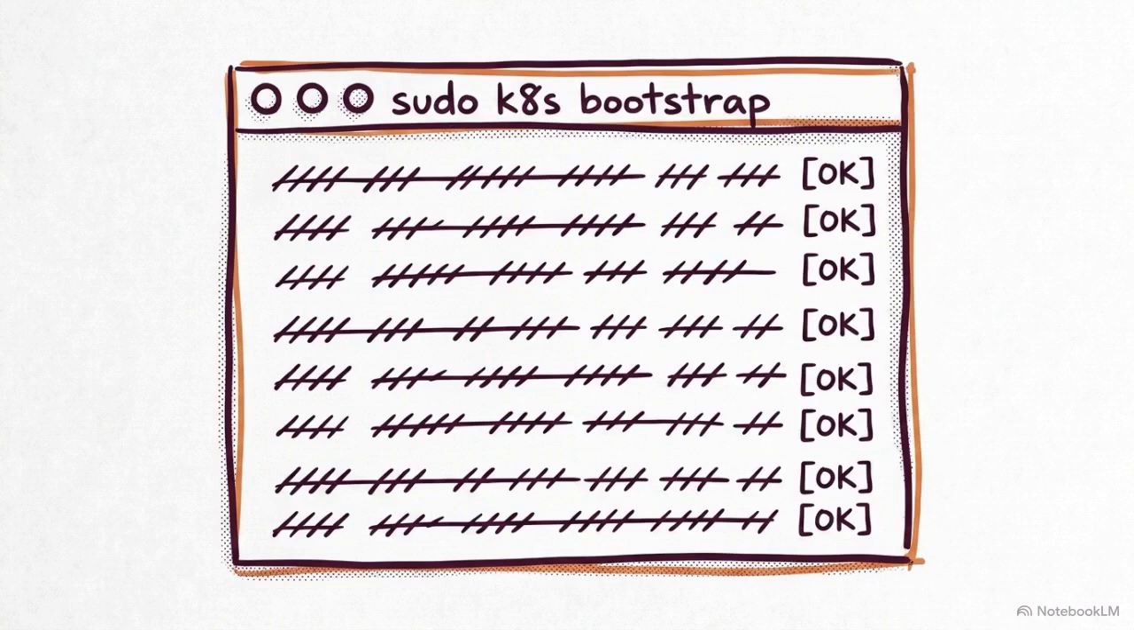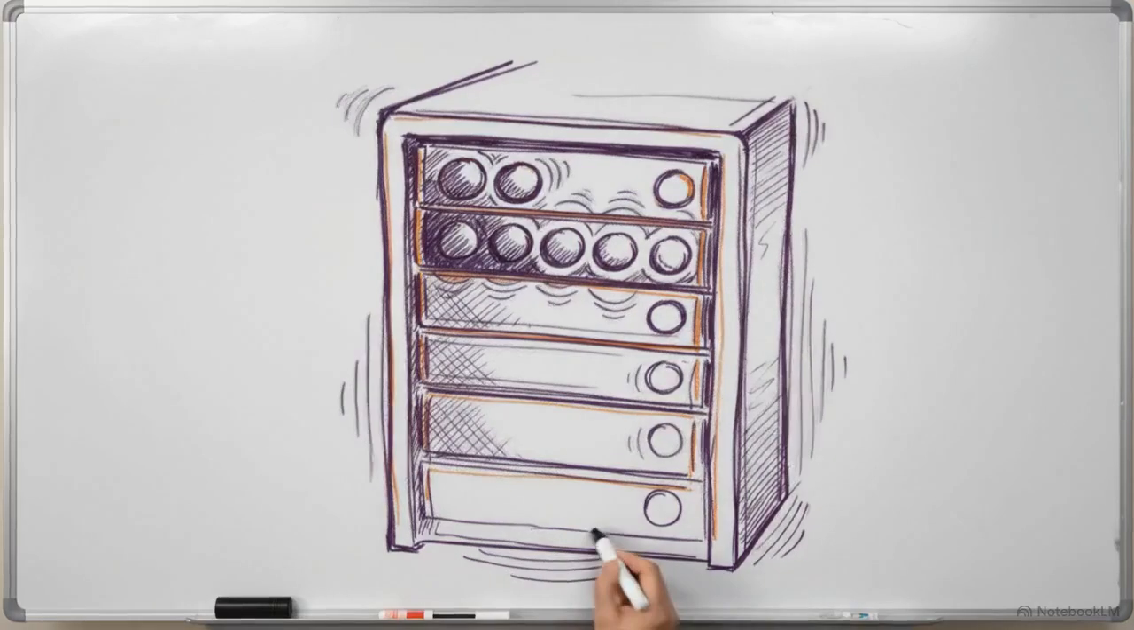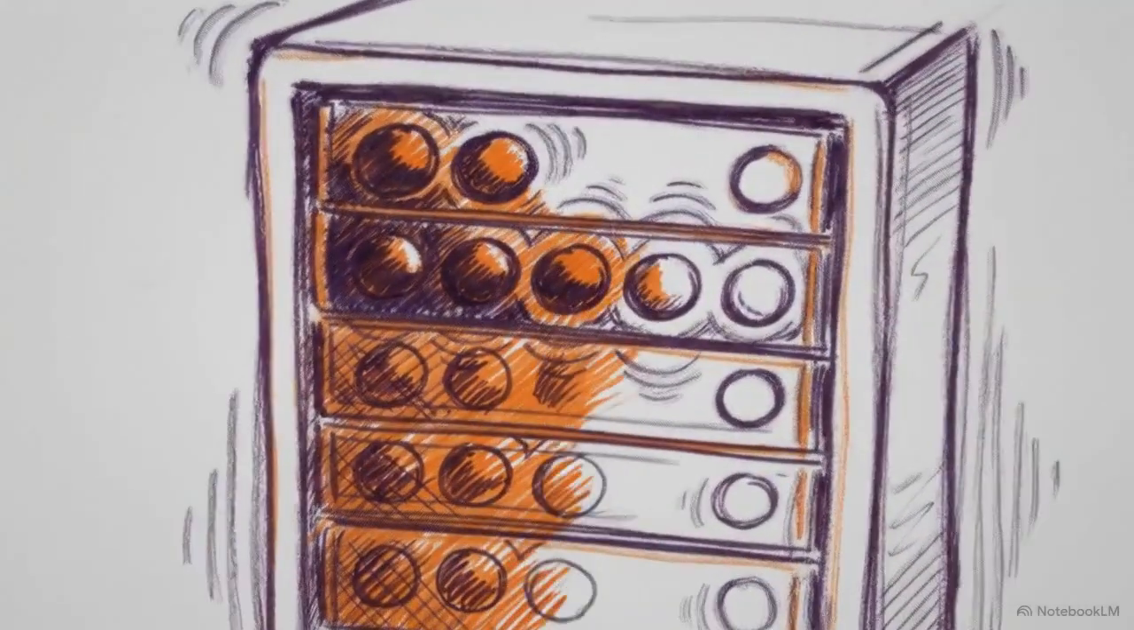With the software installed, we need to initialize the control plane. Run sudo k8s bootstrap, and you will see the startup logs begin to scroll. Going back to our blueprint, this bootstrap process is the exact moment where your API server and scheduler are spun up and configured. The bare metal software is now fully active. We can shift from the installation phase into critical system verification.